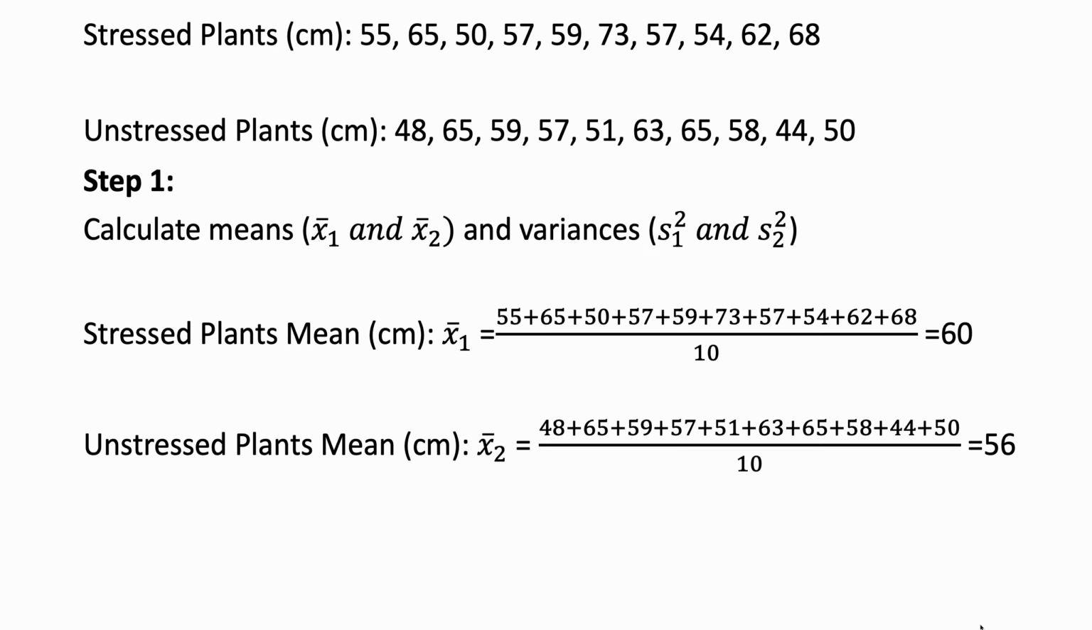So first we will find the two means. We will calculate the means by adding the numbers together and then dividing by the number of trials, which in this case is 10 for each group. So our stressed plant mean is 60, while our unstressed plant mean is 56.